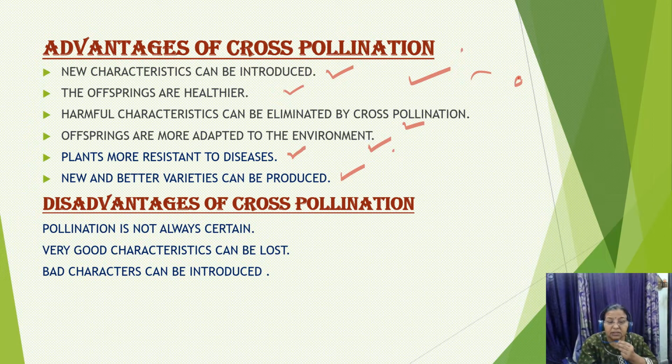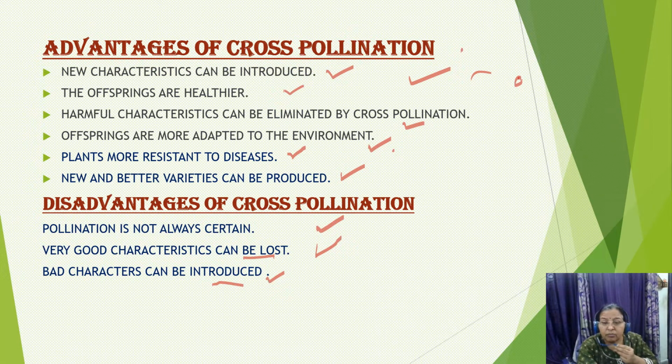Whereas the disadvantages are that, since cross pollination requires pollen from a different plant, it may sometimes not be certain. Sometimes pollination may not occur, very good characteristics may be lost, and bad characteristics may be introduced, because it is a matter of chance. So sometimes it happens.